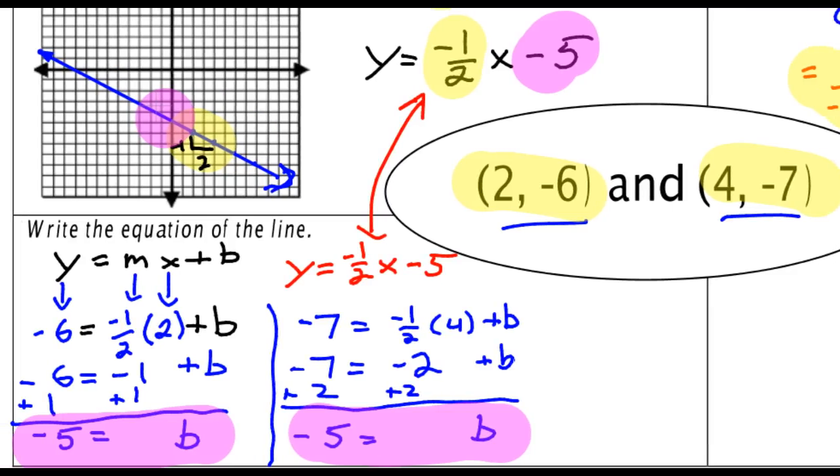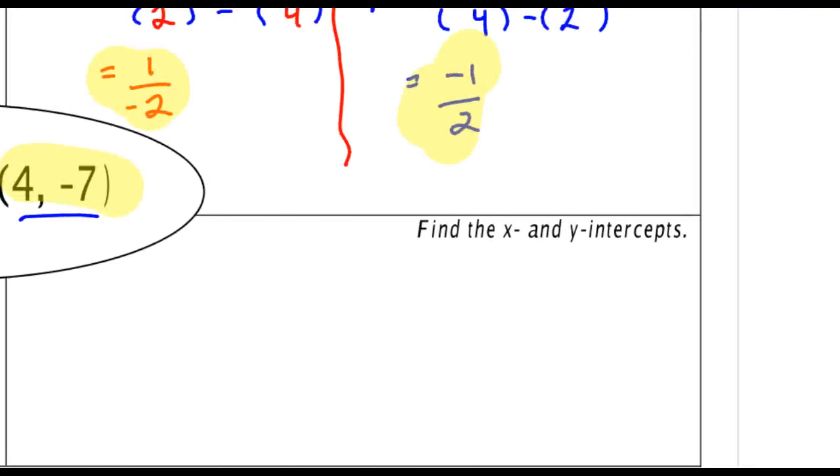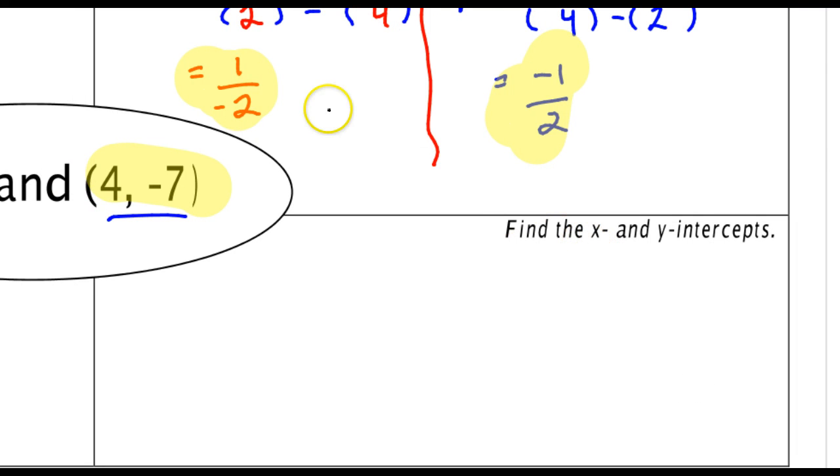Lastly, go ahead and find the x and y intercepts. So just to review, x-intercept is where y equals 0, and y-intercept is where x equals 0. So as I was saying, for the x-intercept, that's where y equals 0. And the y-intercept is where x equals 0. So we found the y-intercept yet another way.